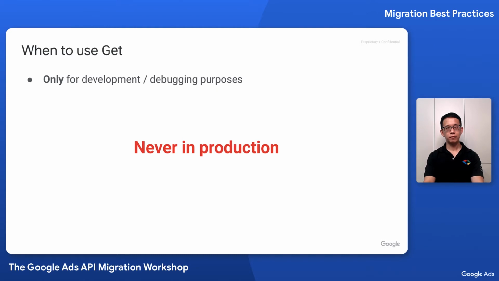The third type of data retrieval method in the Google Ads API is GET. GET is specific to one service. It is a very expensive operation because it will retrieve all the properties of the specified entity. And some entities in the Google Ads API are very complex, consisting of dozens of properties. That's why you should not use it in production. Limit the usage of GET to only development or debugging purposes.